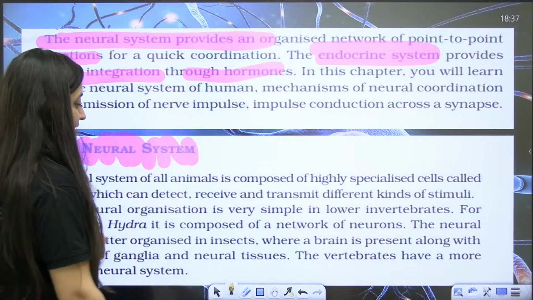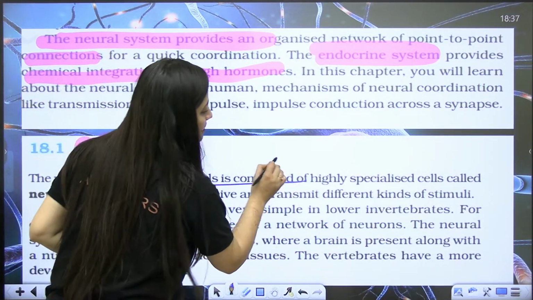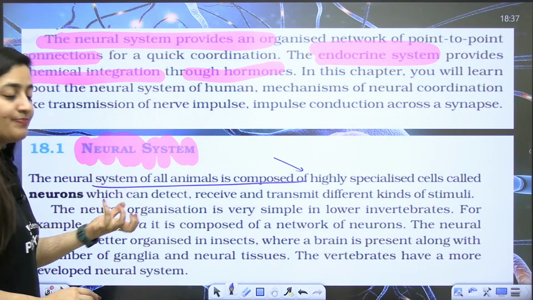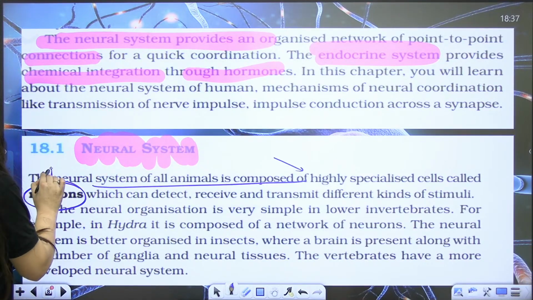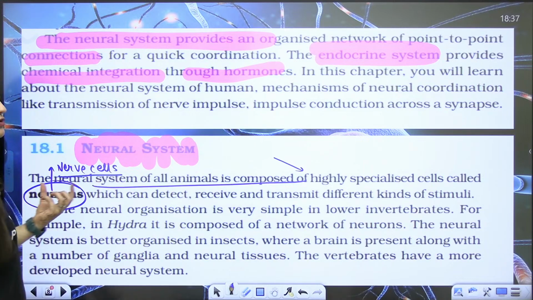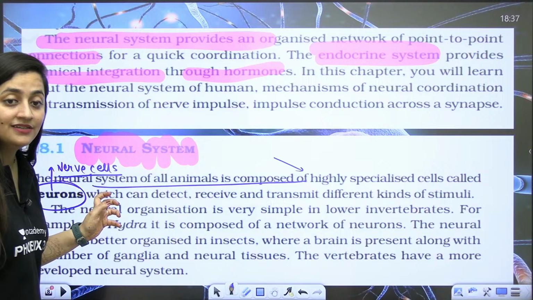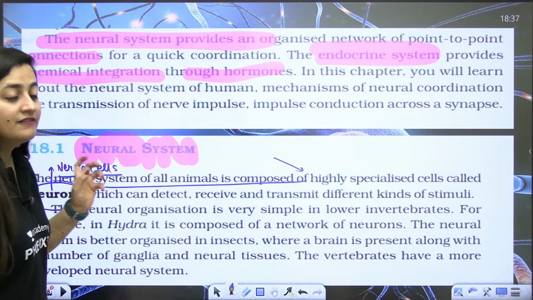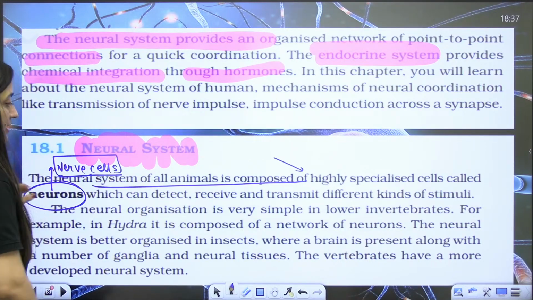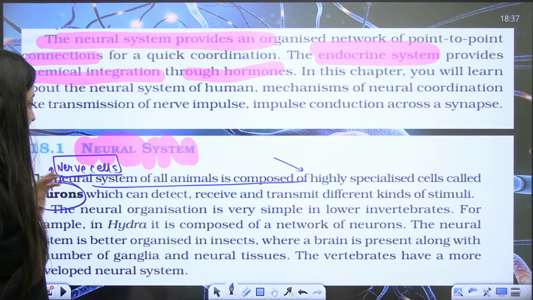So you can see here, a very important point is also given, that the neural system of all animals is composed of highly specialized cells called neurons. Remember, neurons are also known as nerve cells. I am using the word nerve cells here, not nerves. There is a difference between nerve cells and nerves. They can detect, receive and transmit different kinds of stimuli.